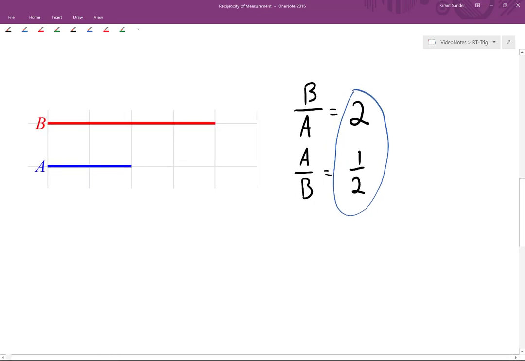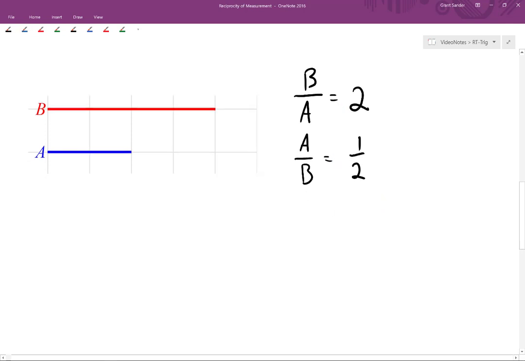The measurement of b in units of a is the reciprocal of the measure of a in units of b. Now this is with just some specific measurements, but in general, the measure of b in units of a is represented as b divided by a, and the measure of a in units of b is represented as a divided by b. If you multiply these, you're going to notice that some things cancel out and we end up with a value of 1. So we're always going to have this reciprocal notion: if we measure b in units of a, it's going to be the reciprocal of measuring a in units of b.